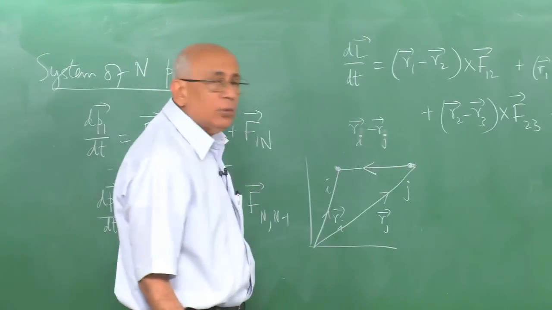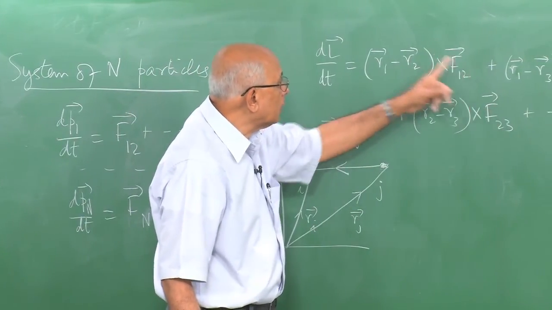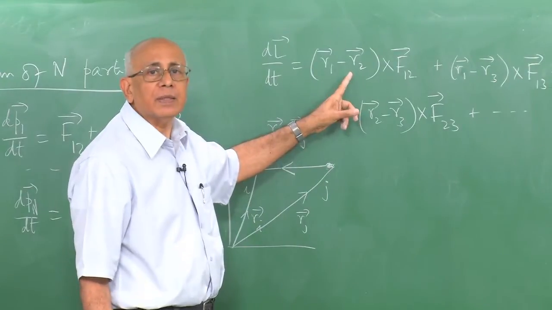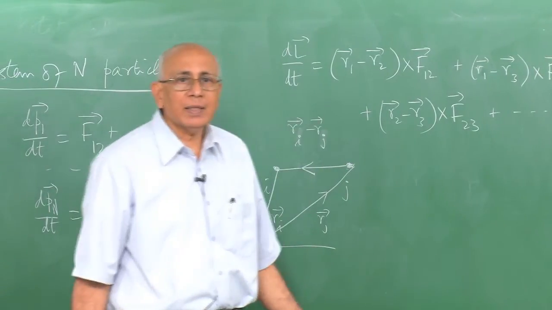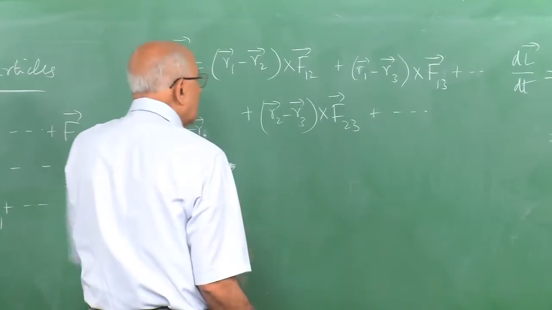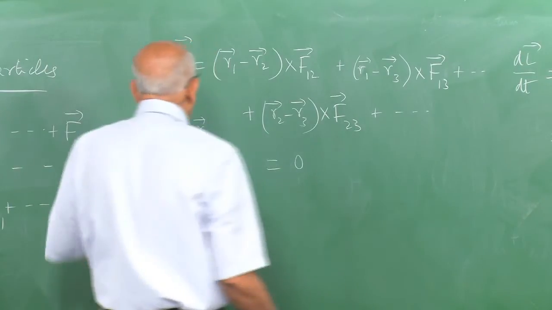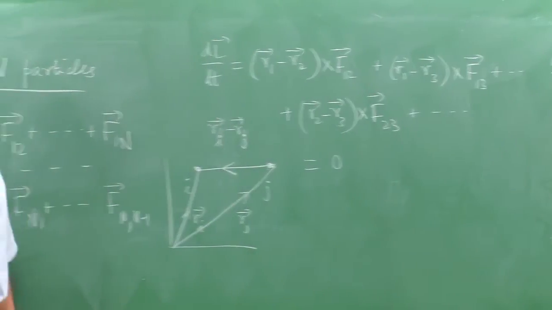So now we have a situation where in every one of these terms this force is precisely along the line of this vector, and therefore the cross product is identically 0. So again the input has been Newton's third law, and that's all that has happened. So each of these terms is 0, and therefore dL over dt is 0.